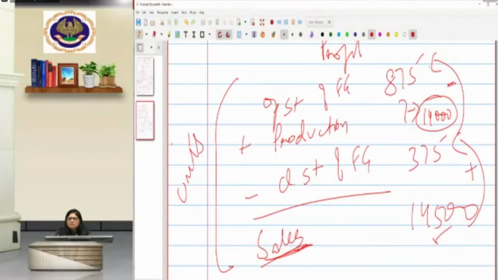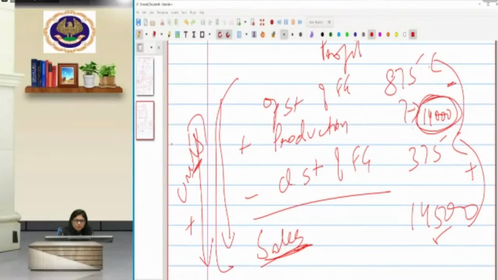Clear? So sales plus closing stock minus opening stock. We just reverse the signs when we work backwards. When we work from top to bottom, it is plus and minus. When we go from bottom to top, we reverse the signs. Clear? This is a normal mathematical setup. So this is the way we find the missing figures. So this is how we found the units produced. All right. I hope you have understood.